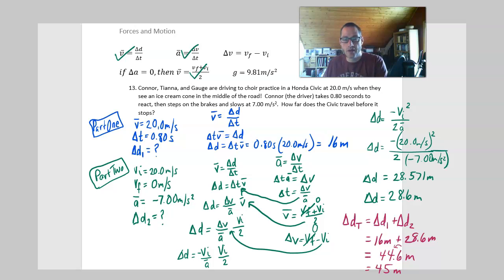So Connor and the gang here, on their way to choir, their Honda Civic would travel 45 meters before coming to a stop. And since they're going 20 meters per second, 45 meters is not that far at all. So I don't know if they got the ice cream or not, but that is how you answer that question. I'll do the last question in the next video.